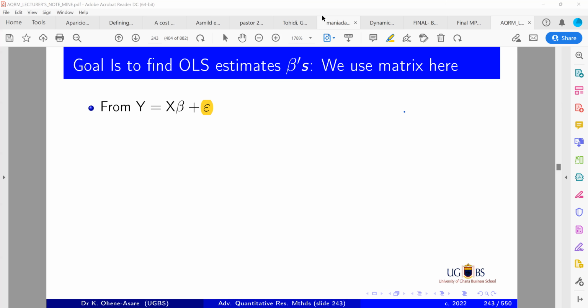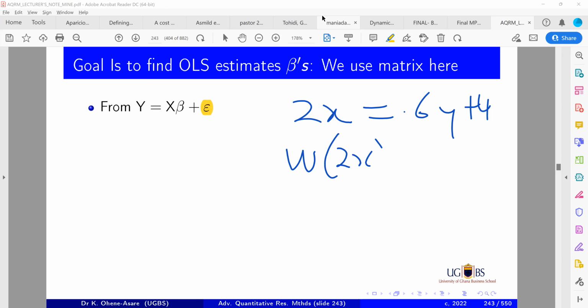Before I do something to that formulation, I want to share something with you. If you have 2x equal to 6y plus 4, and this is an equation, and I say that I'm going to multiply the 2x by w, so I have w times the bracket 2x, and because they are equal, I'm also going to multiply 6y plus 4 by w. I have a question. Have I changed this model?